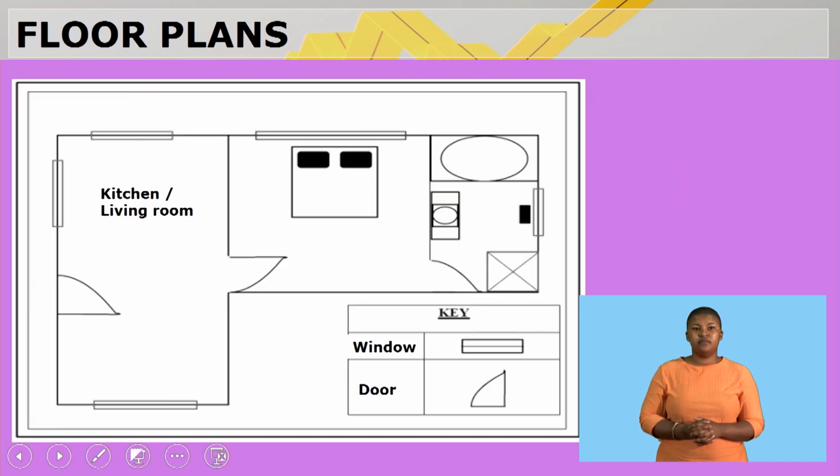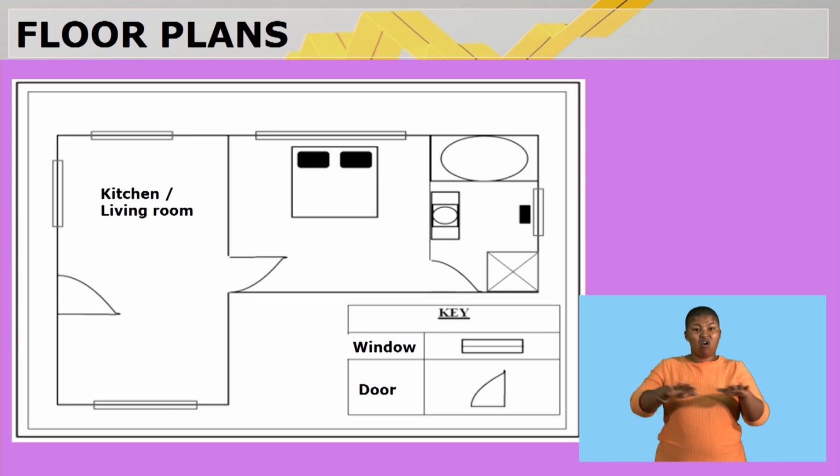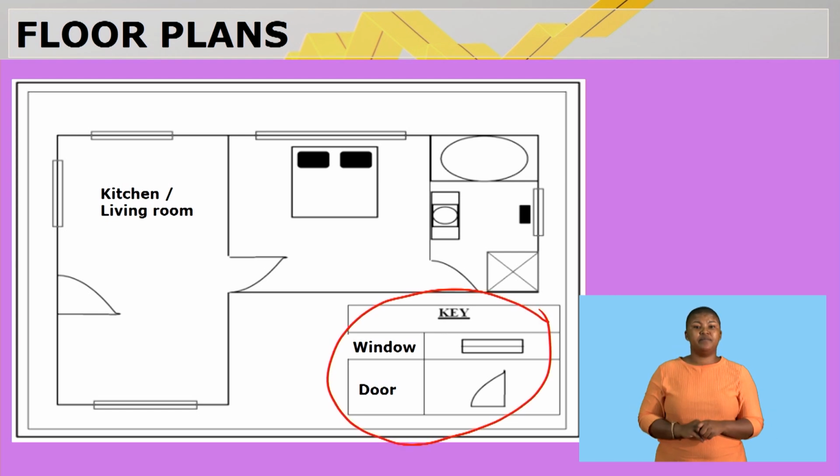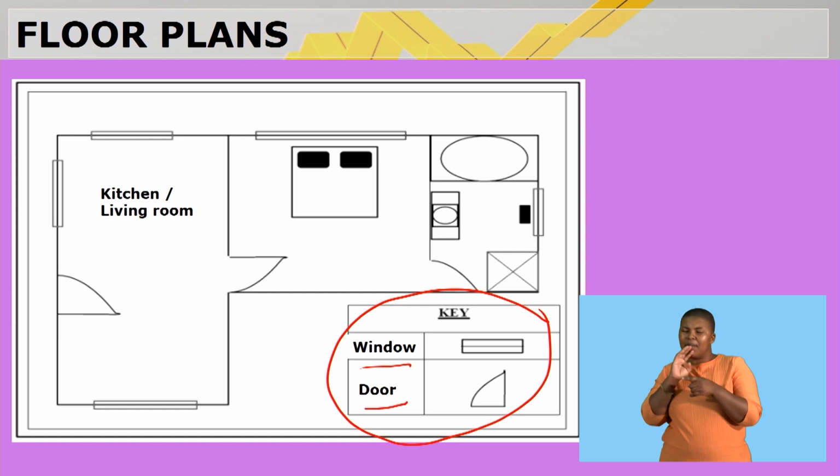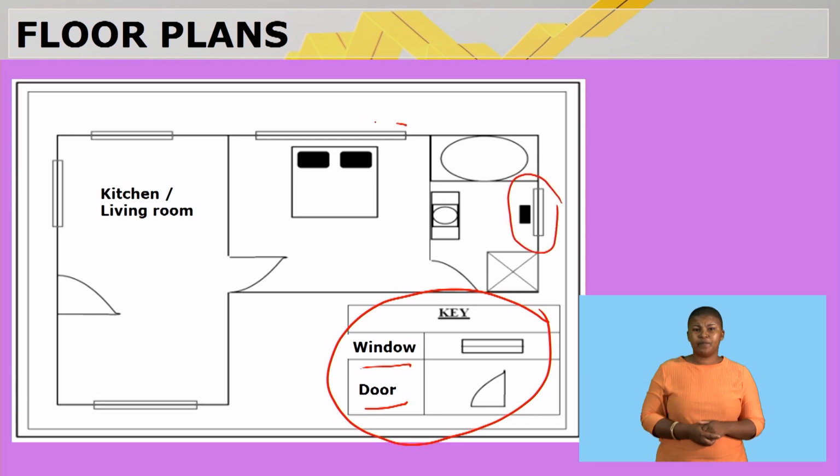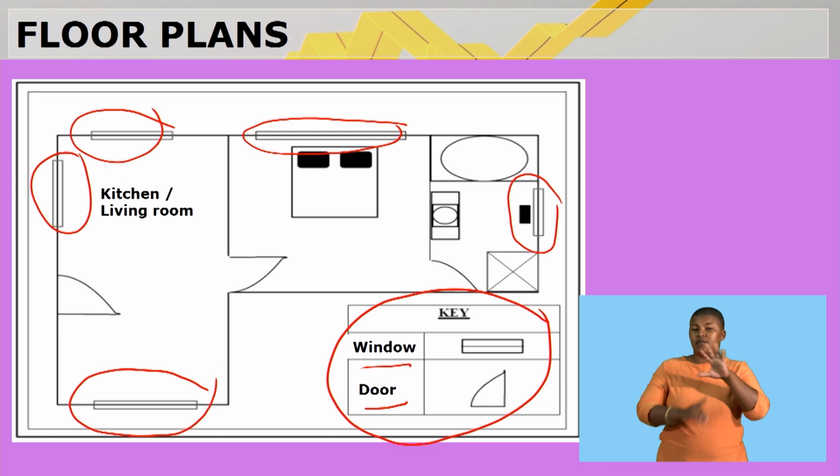Let's look at this floor plan. So the key given, that will always be given, is windows and doors. Now, how many windows do we have in this floor plan? There's a window there, a window there, and here, here, and then the last one is there. So it's 1, 2, 3, 4, 5. There are 5 windows.